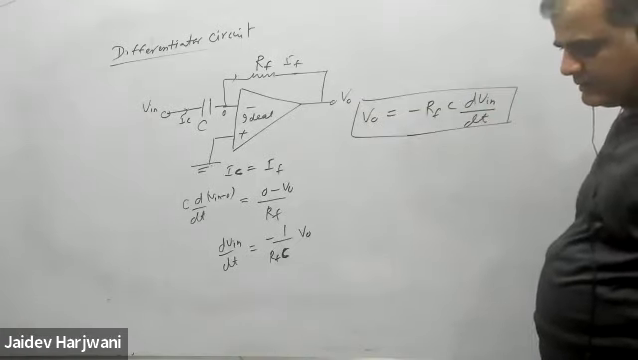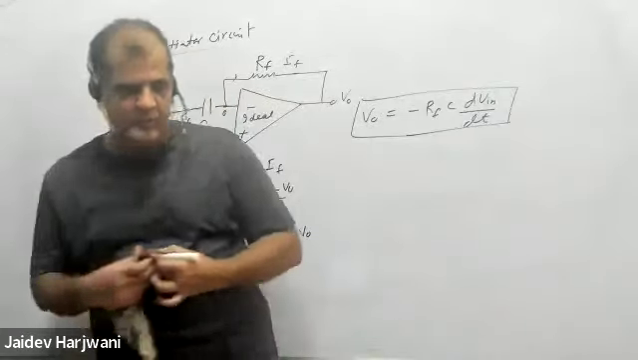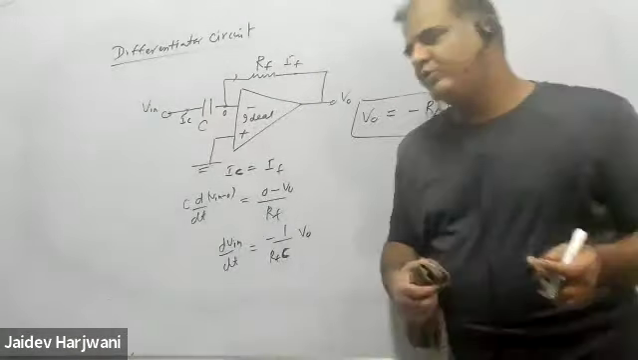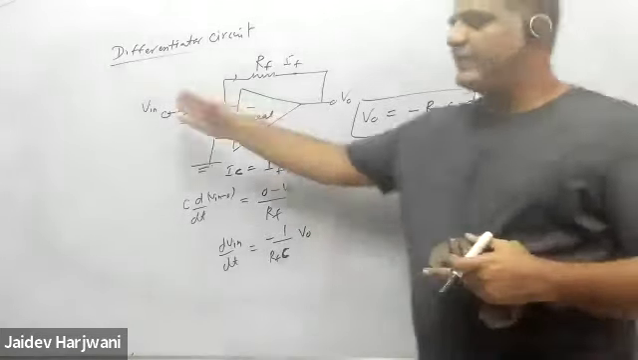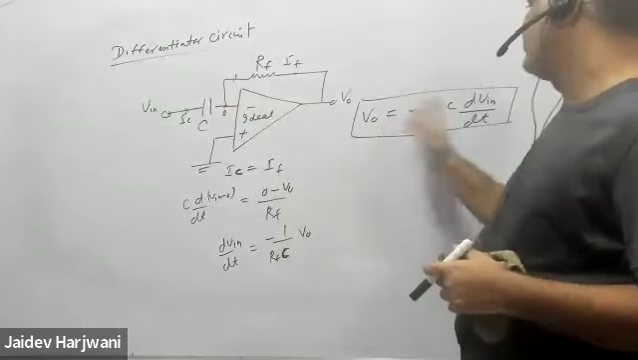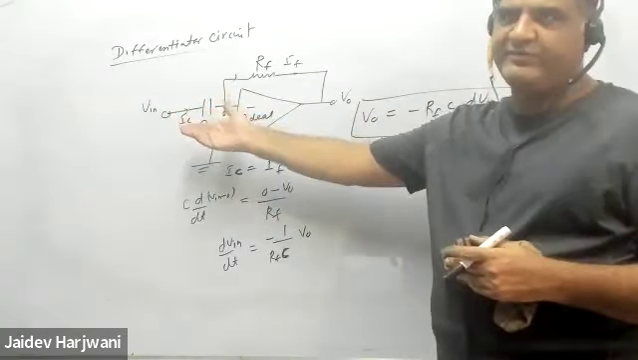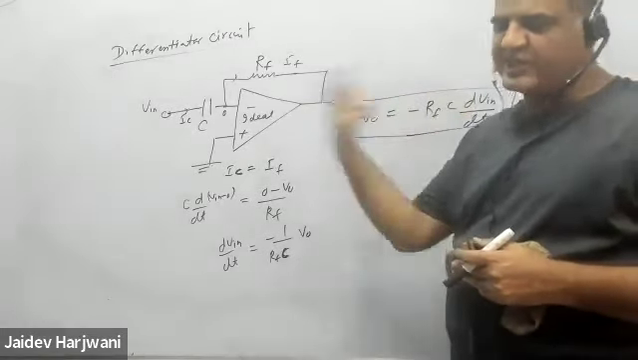This is my output. So output is basically what? Output is basically differentiation of input. Okay. Any signal you apply, say a sine wave, then output will become cos wave. Okay. If you apply a triangular wave, then it will become square wave, because that will differentiate at least one time.